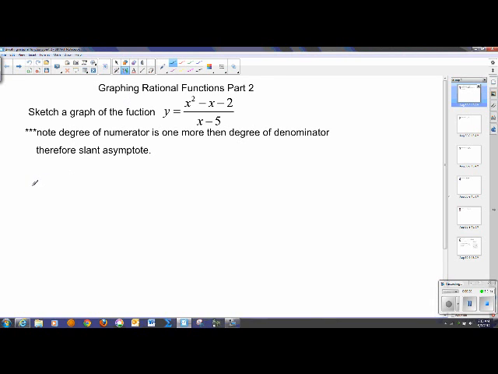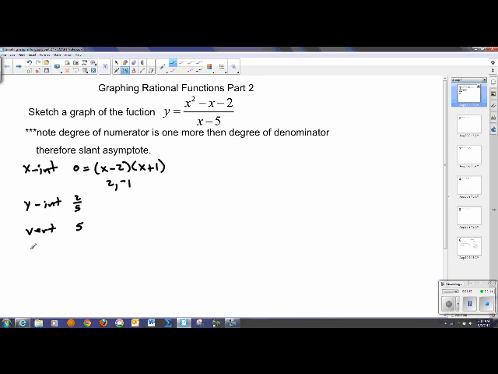First of all, like I said, let's take the same steps we took before. Find x-intercept, set y equal to 0. Setting y equal to 0, we get 0 equals x squared minus x minus 2, which factors into x minus 2 and x plus 1. So therefore we have values of 2 and negative 1 as our x-intercepts. Y-intercept, we end up with 2/5. Vertical asymptote, we know we have x minus 5 equals 0, so that's 5.